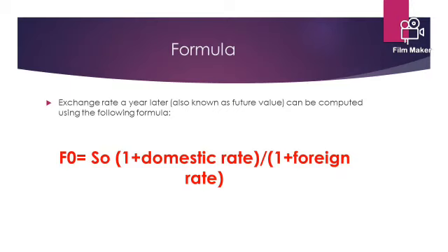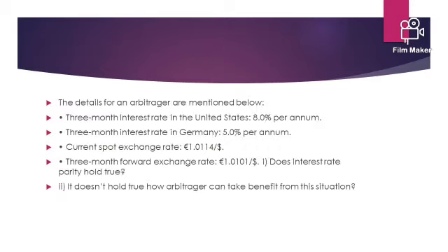Now let's look into the question, and then we'll try to solve it with the help of IRPT. Now as you can see, the question and the information are as given. The 3-month interest rate, that means, see, the rate which is given for United States is 8%, which is per annum, which is yearly, but our job is to calculate the 3-month forward rate. So though it is 8% yearly, we will convert it into a 3-month rate, and which will be 8 divided by 12 into 3.